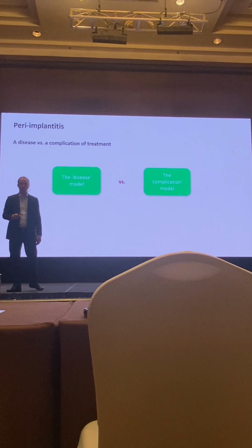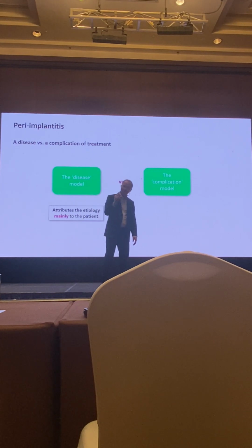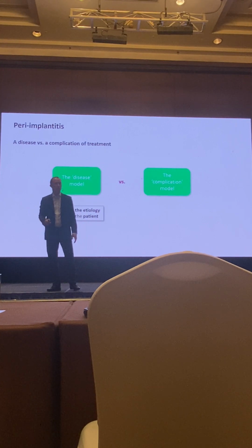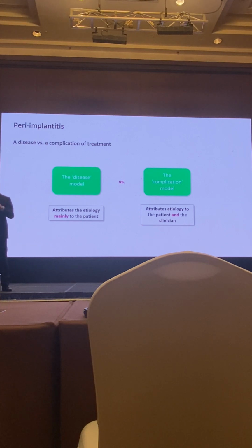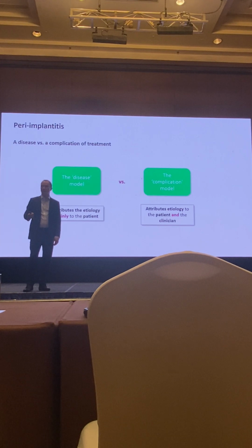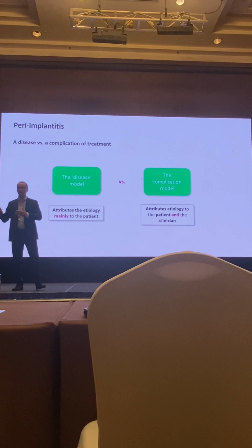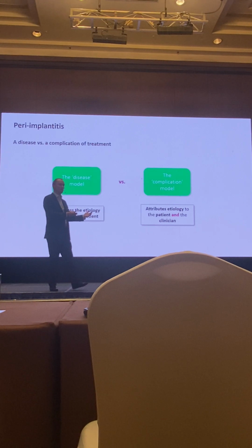Now the problem with the disease model is we attribute the etiology mainly to the patient. That's the patient's fault. It's a disease. It's the patient's fault. Remember, no implants, no disease. It's man-made. The complication model attributes the etiology both to the patient and the clinician. Because if I'm an orthopedic surgeon, I can have an error in the placement of the hip. I can have a complication at the time, right? So there is responsibility taken by the clinicians involved in the treatment.